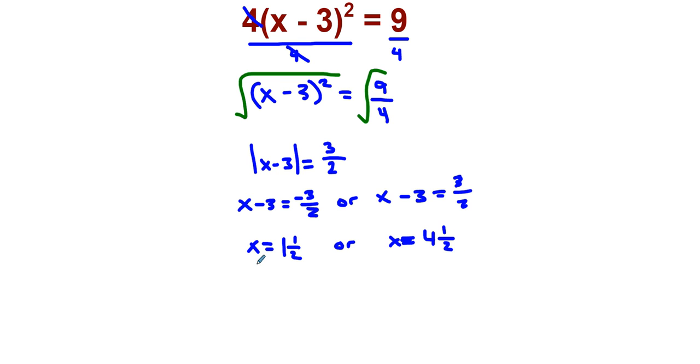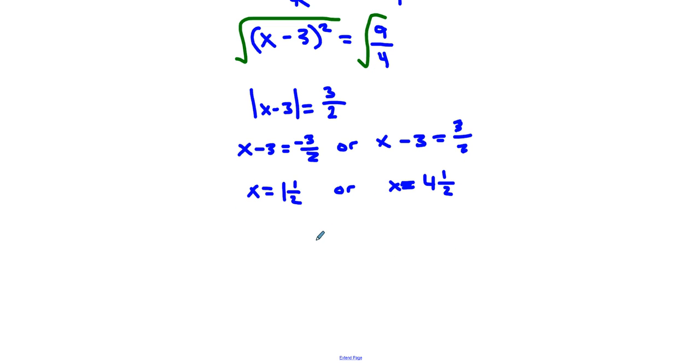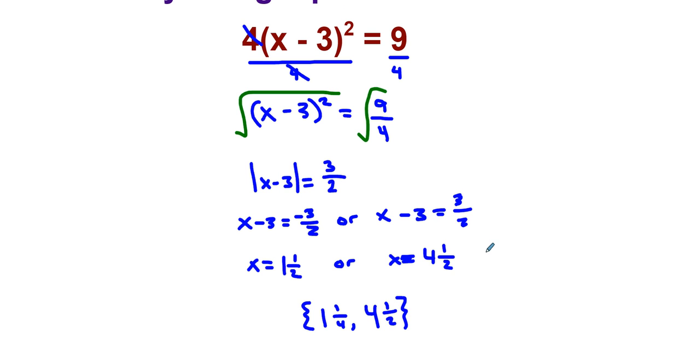Just to double check, I think I said add 3 to negative 1.5. If I didn't, that's what I meant. All right, so here are my answers, 1.5 and 4.5. So those are the values of x that make the equation true. Again, you can double check. This one's a little bit worse because you've got fractions, but nope, I put 4. There we go, 1.5 and 4.5.